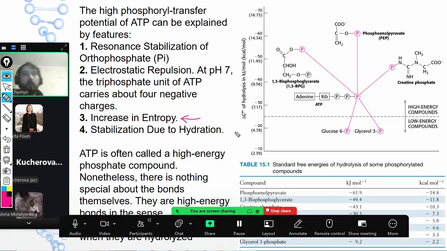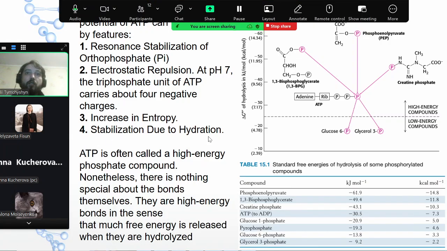You had one molecule, now you have one molecule and one inorganic phosphate. So you have two molecules, and that brings you an increase in entropy because you have a higher number of microstates in your system. I saw an article, I don't have it at hand, with tables comparing where the Gibbs free energy comes from, and you will see that entropy makes a large contribution. And of course, stabilization due to hydration.